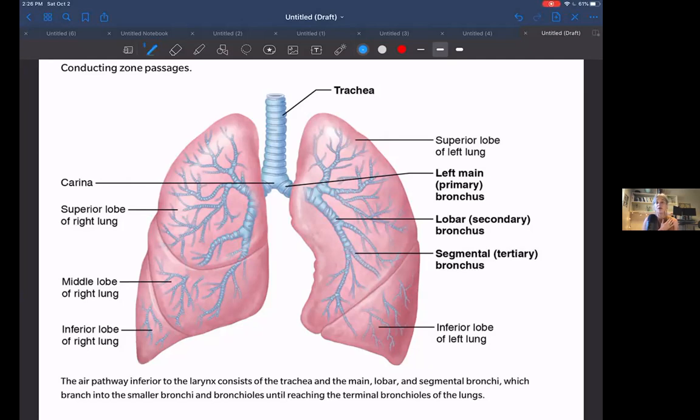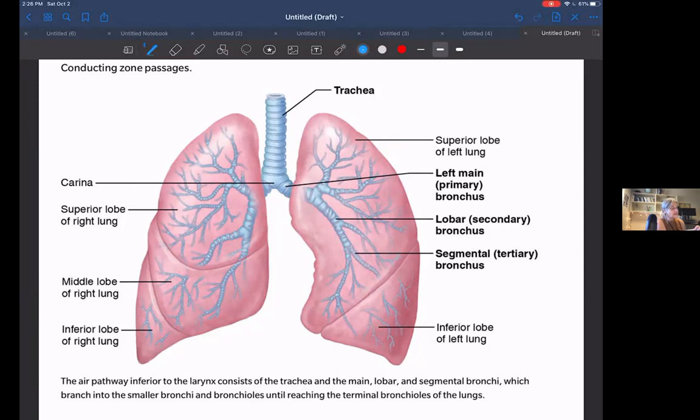So it takes up more space on the left side of your thoracic chamber, right? Your thoracic space. And so there's only 2 lobes on the left lung, but there's 3 lobes on the right.